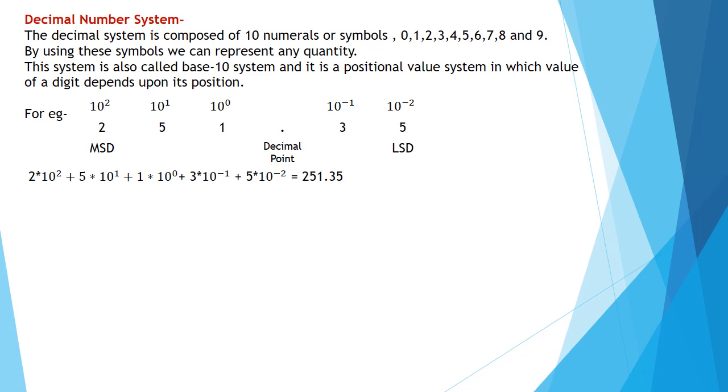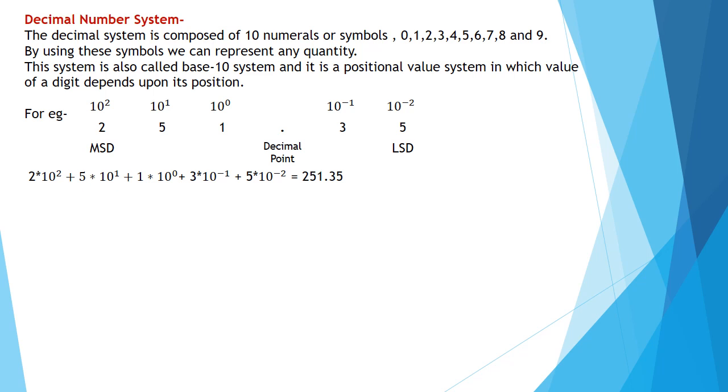Similarly, if you can see the example here, 10 to the power 2, 10 to the power 1 are given because of the positions. So here the example is 251.35. In this 251.35, 1 has 10 to the power 0, 5 has 10 to the power 1, 2 is at the place of 10 to the power 2, and after the decimal, similarly, we have written 3 with 10 to the power minus 1, and 5 with 10 to the power minus 2.